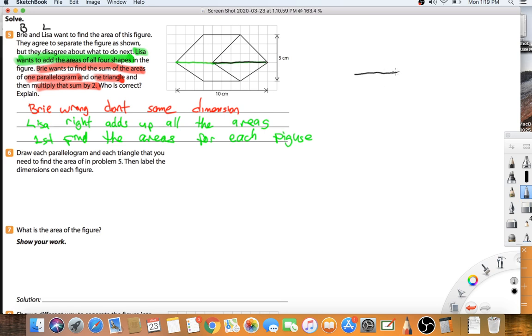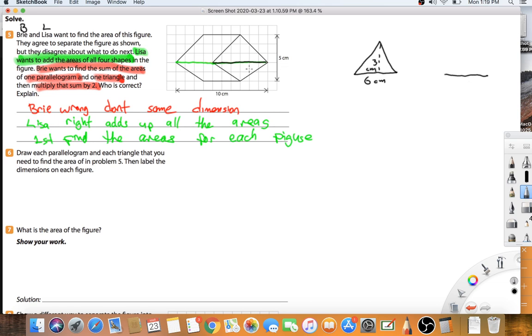Just for space, I'm gonna put them over here. So this triangle right here is 1, 2, 3 for the height. So this is the height. So this height would be 3, and the base would be 1, 2, 3, 4, 5. Wait, 1, 2, 3, 4, 5, 6. The base would be 6 centimeters. I'm not gonna put centimeters in there. Oh, I'll just do it like that.